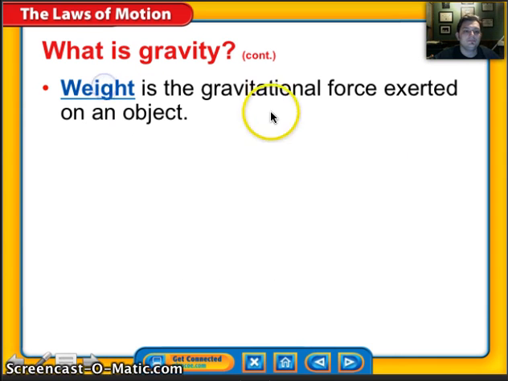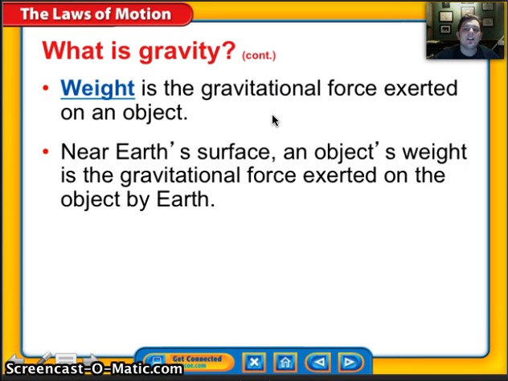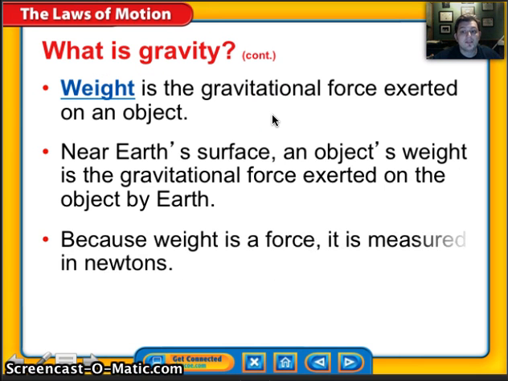Now, weight: the gravitational force exerted on an object. This is similar to mass, but this is how we measure how much gravity is pulling on you. Remember we said mass and weight are different. If you're near the Earth's surface, an object's weight is the gravitational force exerted on the object by the Earth. Because weight is a force, we measure that in newtons.